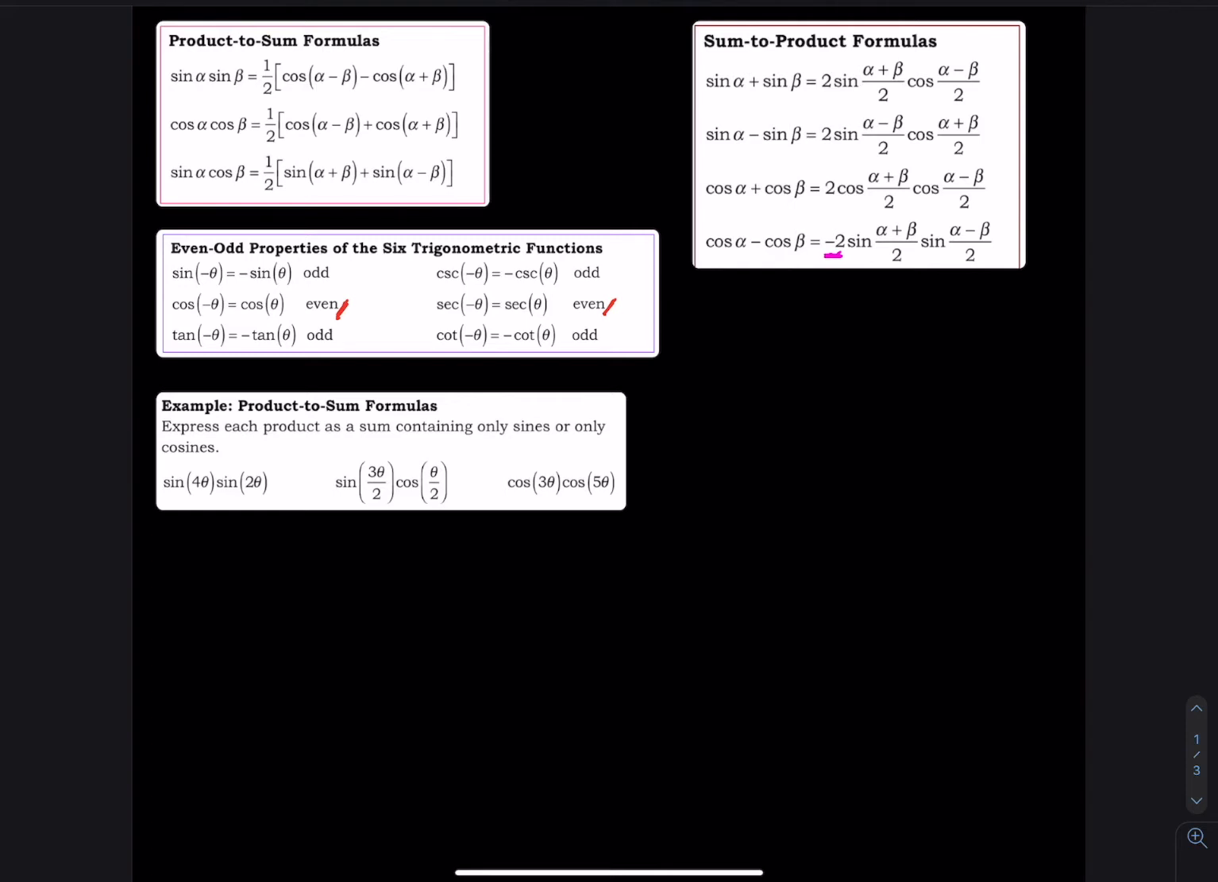And then the other one is sum to product. You start as a sum or difference, and then you end up with a product. And then the alpha and beta, these Greek letters, are angle measurements.